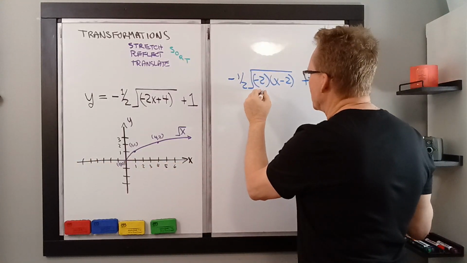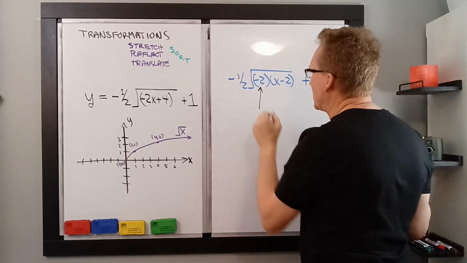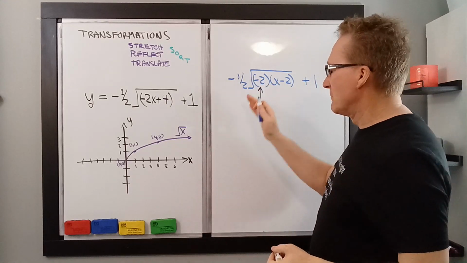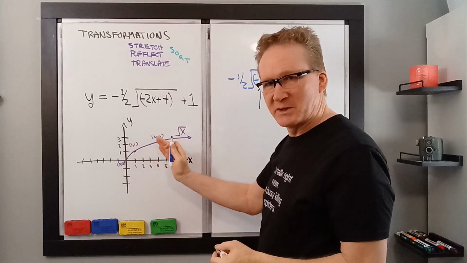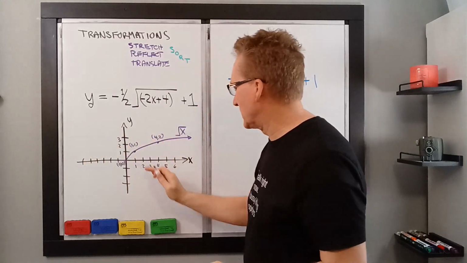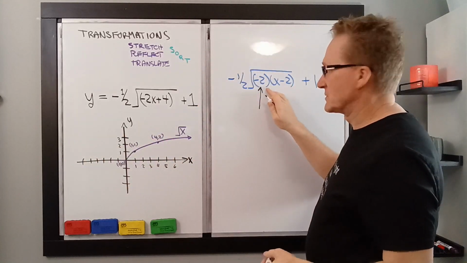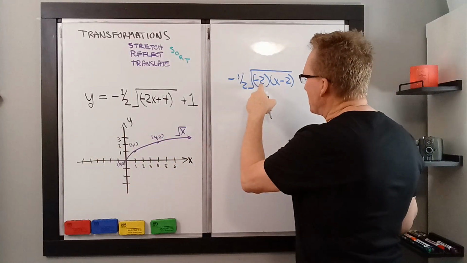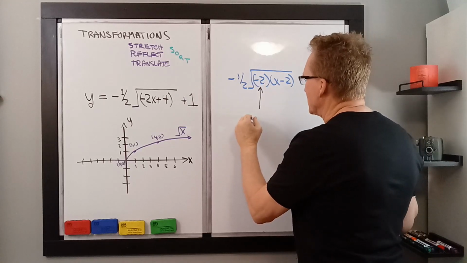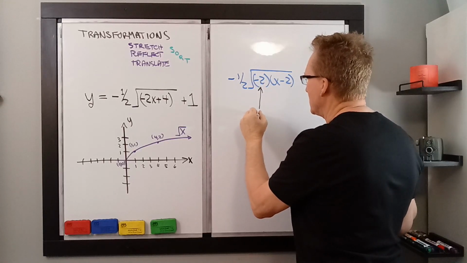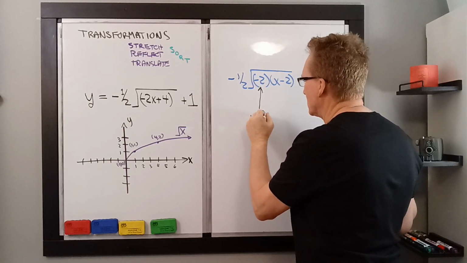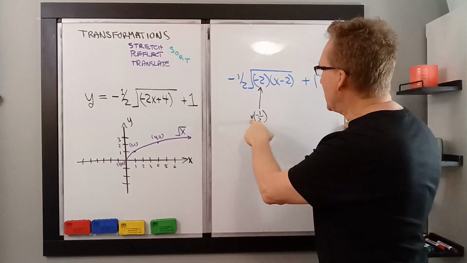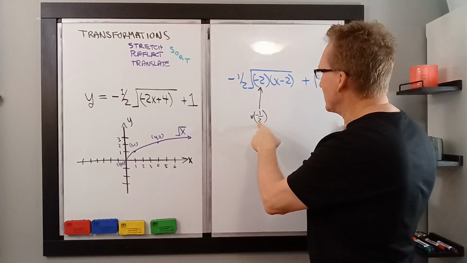So this here is going to be a stretch. What kind of a stretch though? Obviously it's a negative, which means it's going to be some sort of reflection. It's going to be some sort of reflection this way because it's going to be a negative stretch in the x. But remember, we flip this because it's right inside there. So this is going to be multiplied by negative 1/2. Whatever the x value is, we're going to multiply it by negative 1/2.